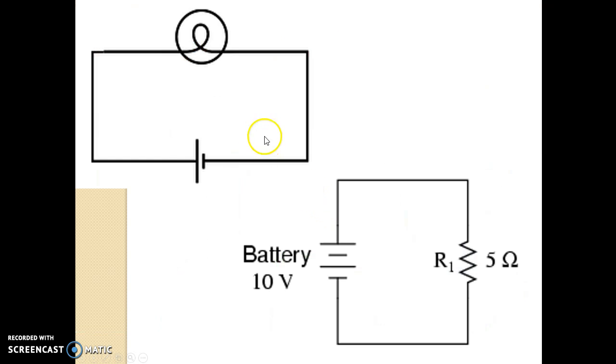But we can also draw a simpler picture. This right here is the battery. This right here is the bulb. These are the two wires.